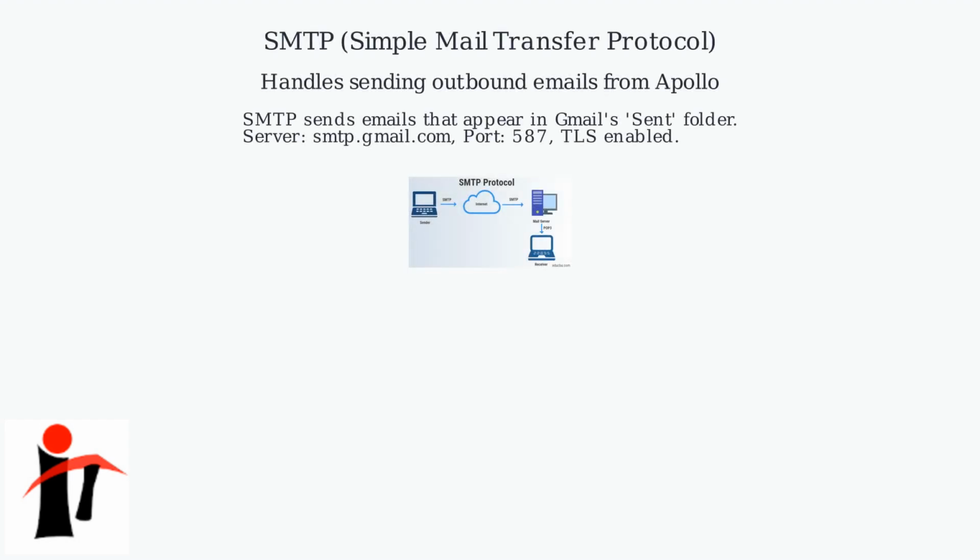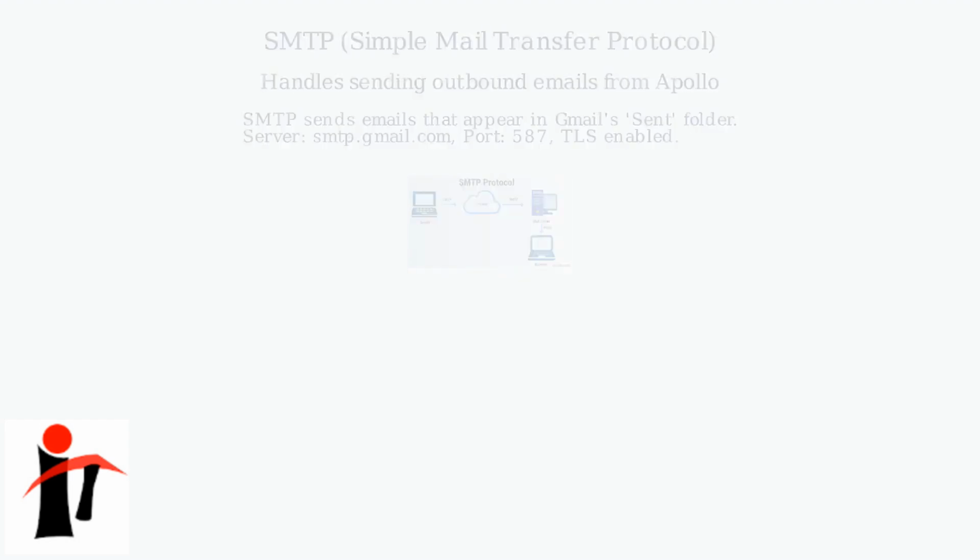SMTP, or Simple Mail Transfer Protocol, handles sending outbound emails from Apollo. When you send an email through Apollo, it uses SMTP to deliver it, and the email appears in your Gmail sent folder. Settings include server smtp.gmail.com on port 587 with TLS enabled.